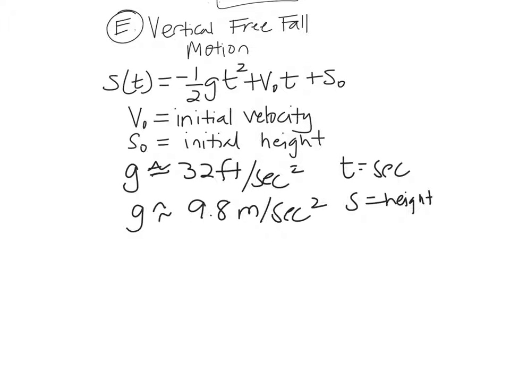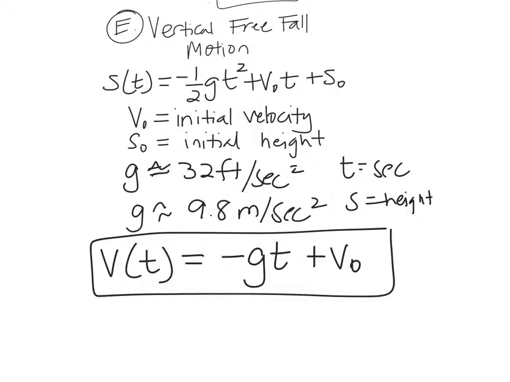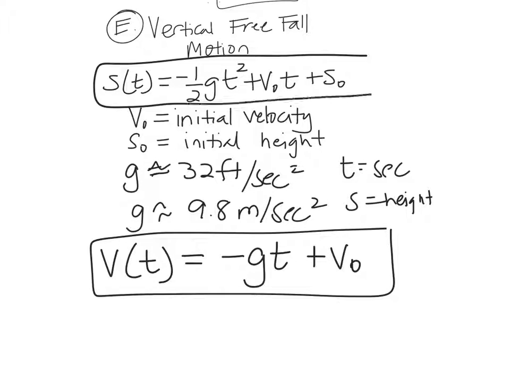And then we also have a velocity equation. V of t is equal to negative g t plus v sub 0. So you have two equations in this problem: a height equation and a velocity equation. Actually, the velocity equation comes from the derivative of height, which I don't know if you know that. No? Oh, you're going to one day. You're going to be very excited about it too.